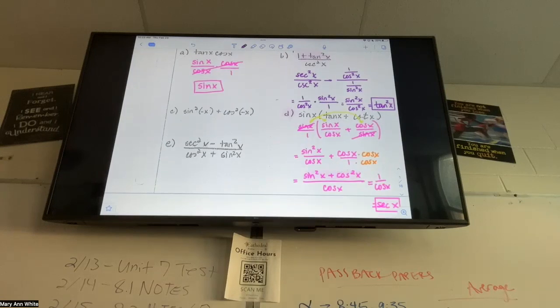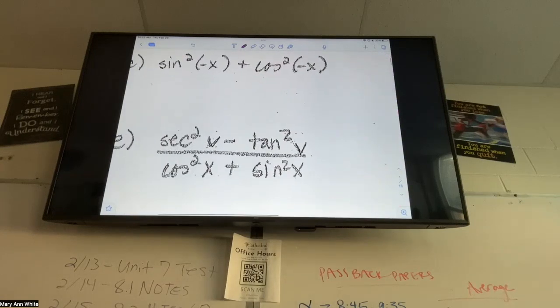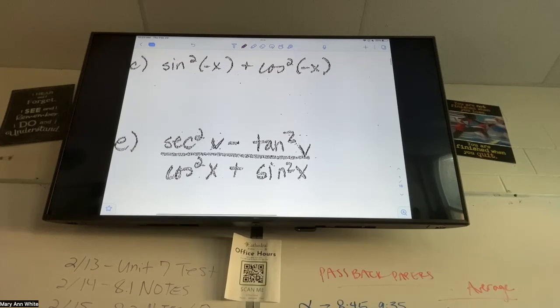Let's look at letter C. Sine squared of negative x plus cosine squared of negative x. Does this look like anything on our identity sheet? Not even that. Why do you say negative 1? Because I just thought there's like a negative on there. Good, so Charlie sees sine squared plus cosine squared, and he thinks one, but he's got these negatives in, so he made it negative.